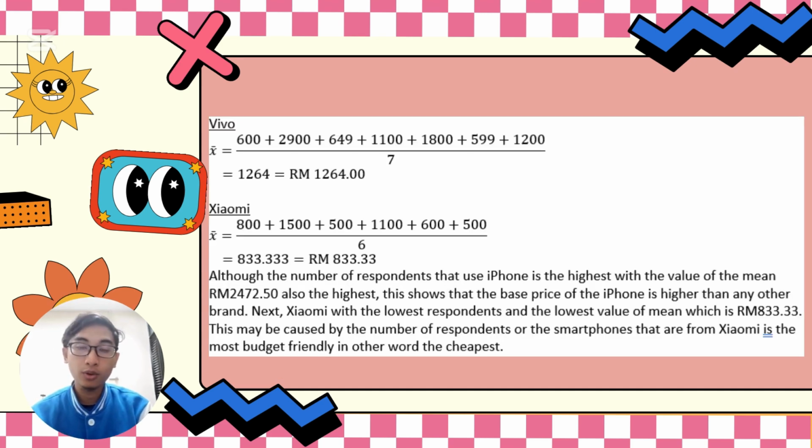For our next brand, Vivo, we got the mean 1,264 ringgit. And lastly, Xiaomi, with 833 ringgit and 33 cents. Although the number of respondents that use iPhone is the highest, the value of the mean is also the highest, with 2,472 ringgit and 50 cents. This shows that the base price of the iPhone is higher than any other brand. Next, Xiaomi, with the lowest number of respondents and the lowest mean, which is 833 ringgit and 33 cents. This may be caused by the number of respondents that use that particular smartphone being the lowest, or maybe the smartphone from Xiaomi is the most budget friendly, in other words, the cheapest.